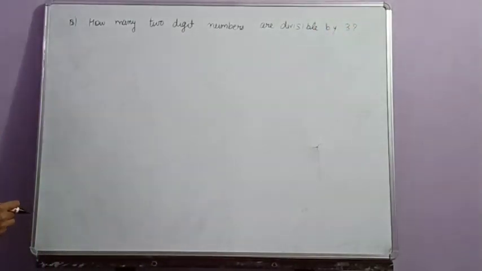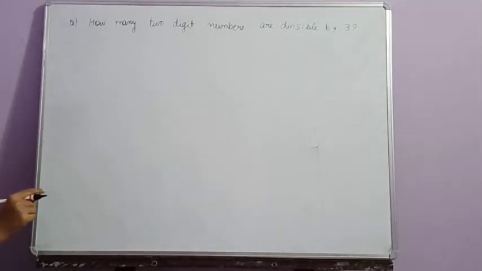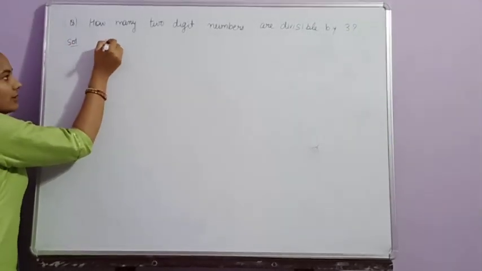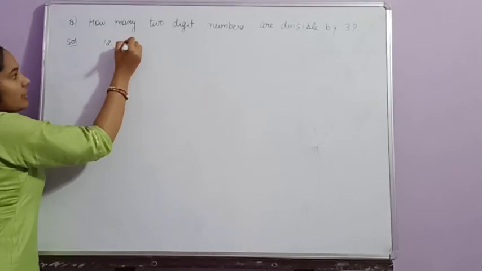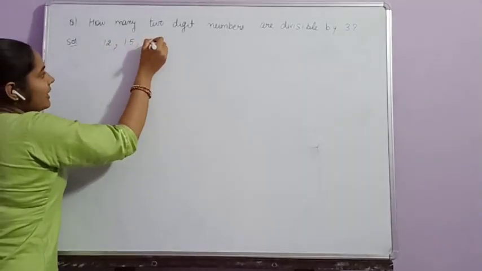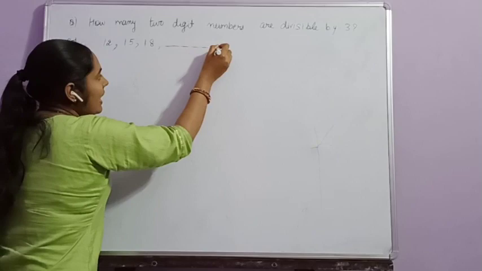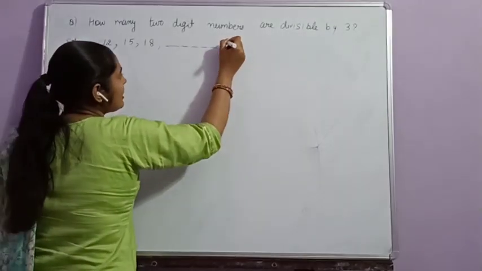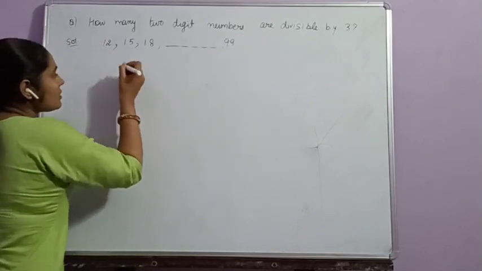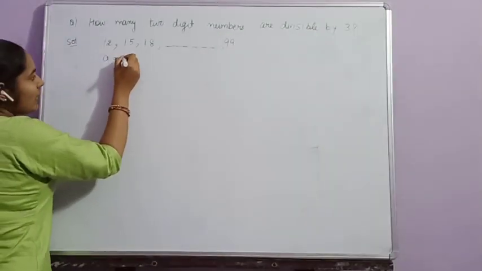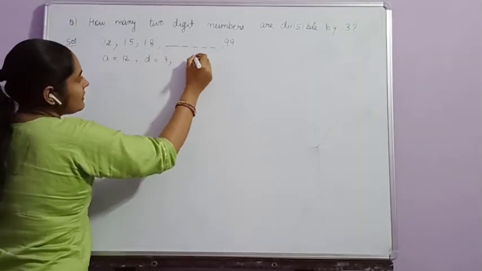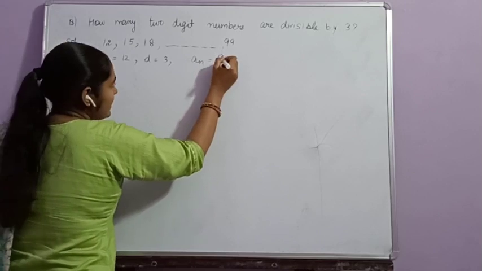Here we know that two digit numbers start from 10, and the first two digit number that is divisible by 3 is 12, and next is 15, next is 18. Clear? And the last two digit number is 99, which is also divisible by 3. So here the value of A is 12 and the value of D is 3. The last term, that is An, is also given to us, that is 99.